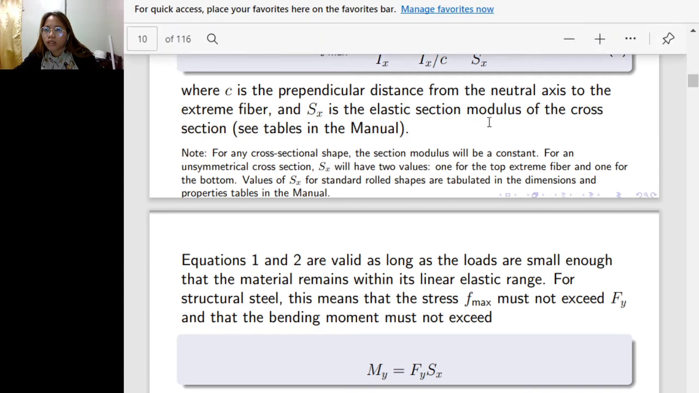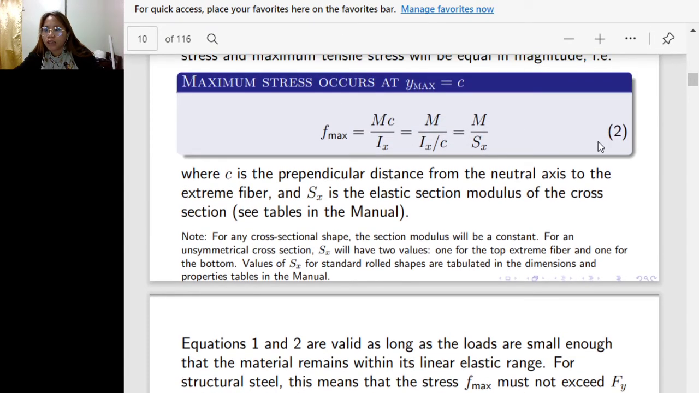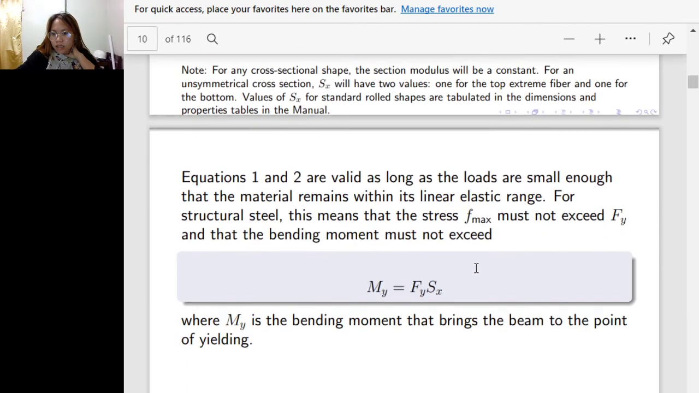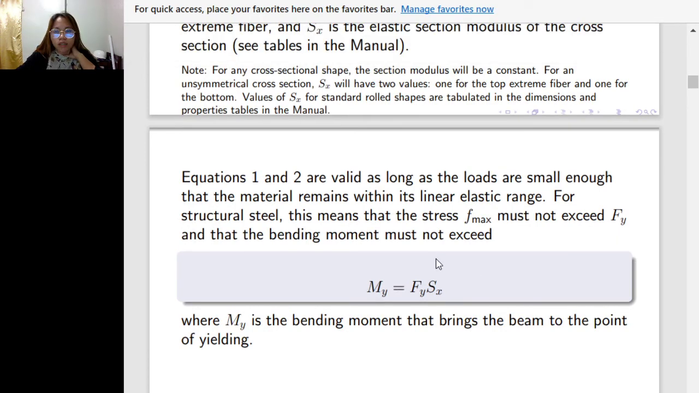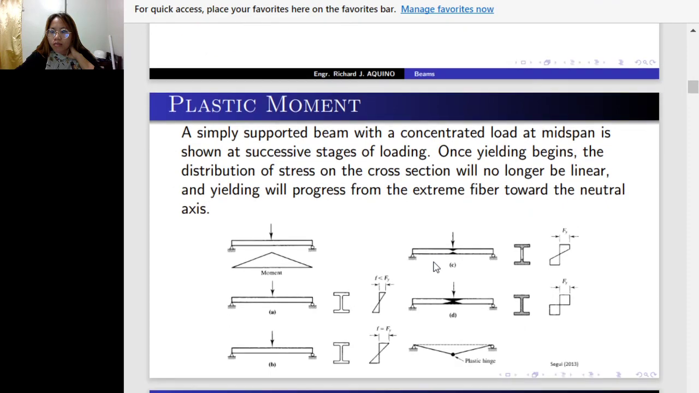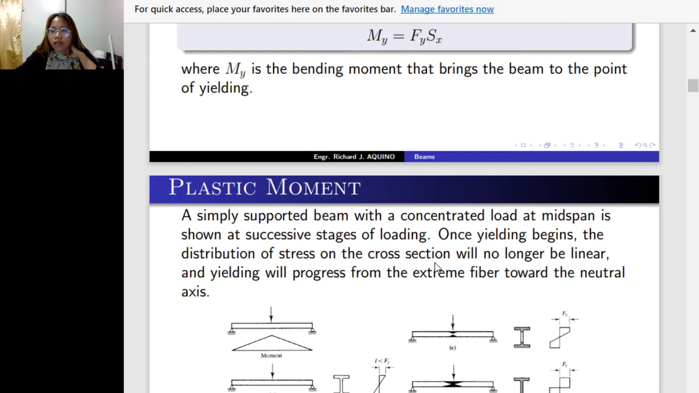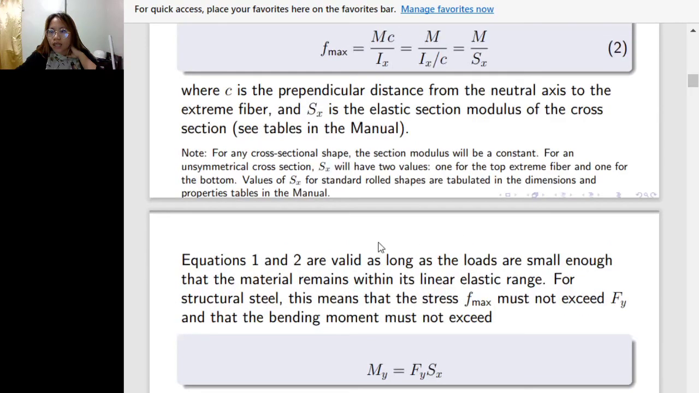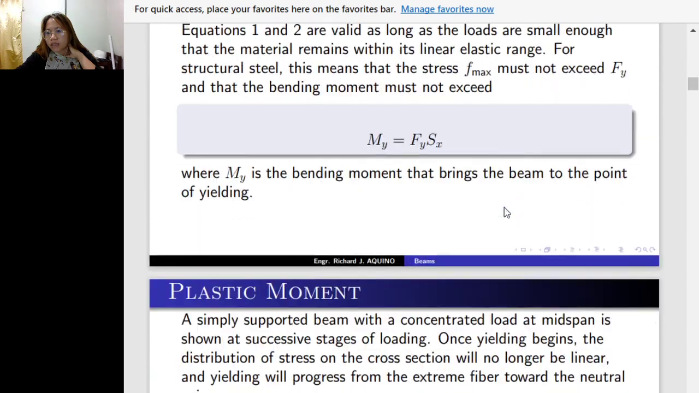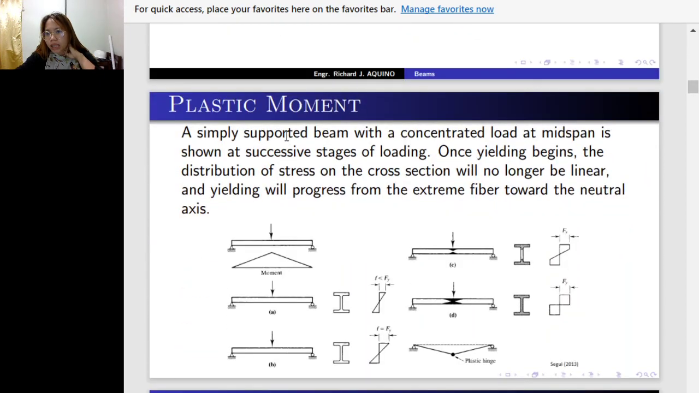Because the bending stress is equal to M over S man, so that your moment is equal to the product of the bending stress times the section modulus. But this bending stress within the elastic range should not exceed the yielding stress, di ba? Yield stress or yield point, no? We have this plastic moment. Kadto siya is the elastic range, no? Beyond the elastic range is the plastic range or plastic moment.